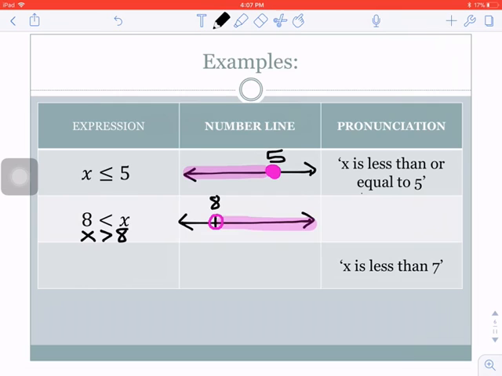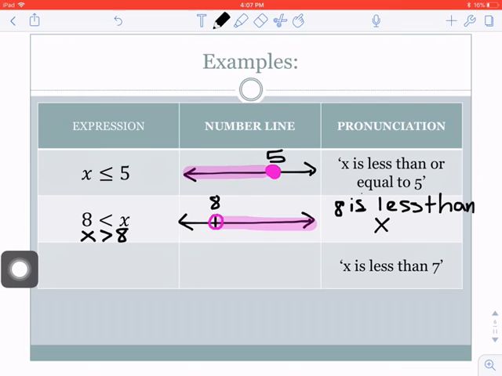And then we're going to fill out how to say this in words on the last column here. So we'll just stick to the original statement, the original expression. 8 is less than x. That was this example that we just did.